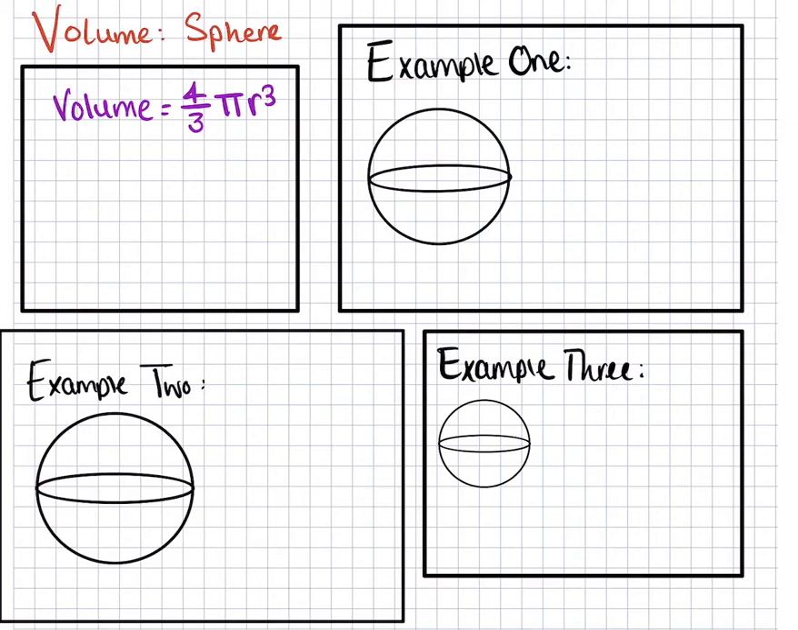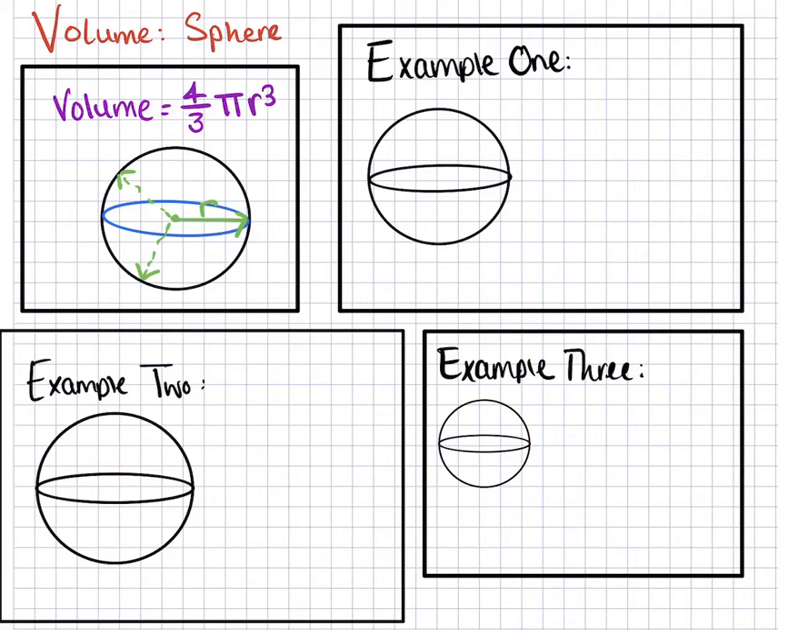To find out what r is, consider this diagram of a sphere. The radius, which is what r represents, is from the center of your sphere to anywhere on its edge. So it could be here, or it could be down here, or it could be somewhere off to a side. Let's do an example on this.